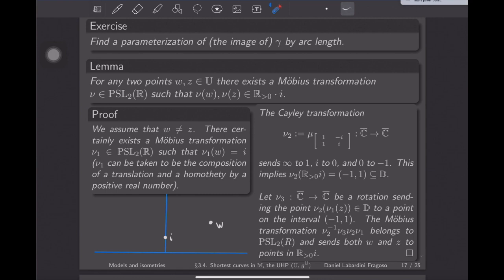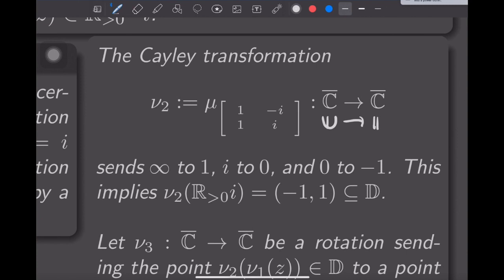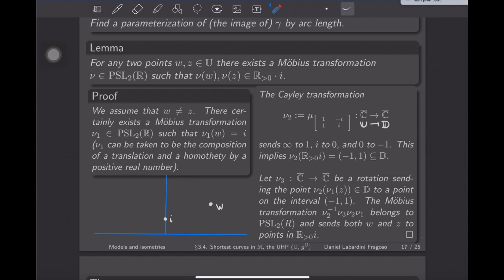Now what I'm going to realize is that the Cayley transformation, which goes from C bar to C bar, in the end gives me a transformation from U to D. And I just remind you that we took it to send infinity to 1. Here, I goes to 0, and 0 goes to minus 1.